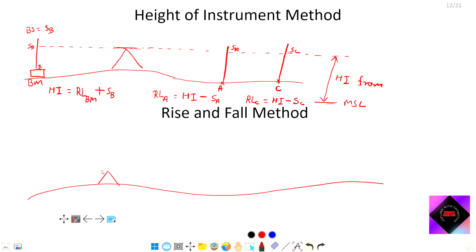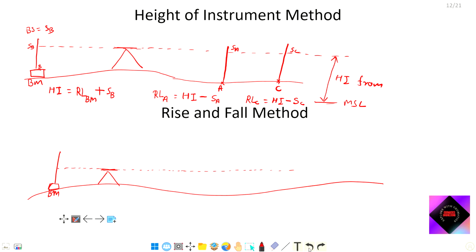For example, this is our case. Here is our benchmark. We still need a benchmark, because without knowing any height, how can we calculate the height of the next point? So we don't need to calculate the height of line of sight, that is the height of instrument. How will we do the calculation?